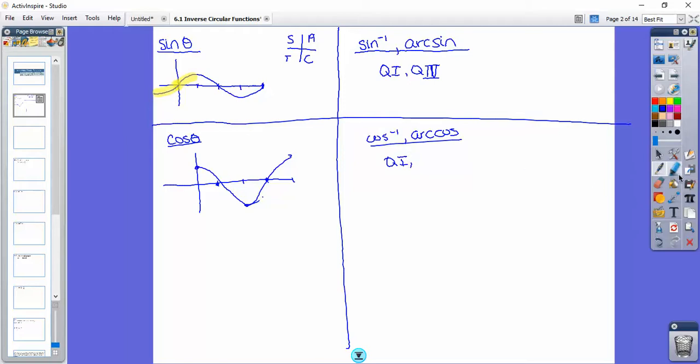If I'm looking at this, cosine is positive in quadrant 1. In quadrant 2, it is negative. So arc cosine or cosine inverse exists in quadrants 1 and 2. Positive quadrant and a negative quadrant.